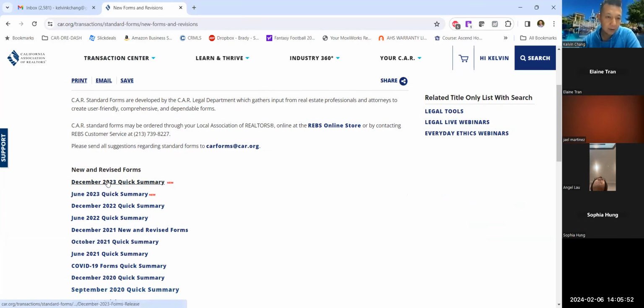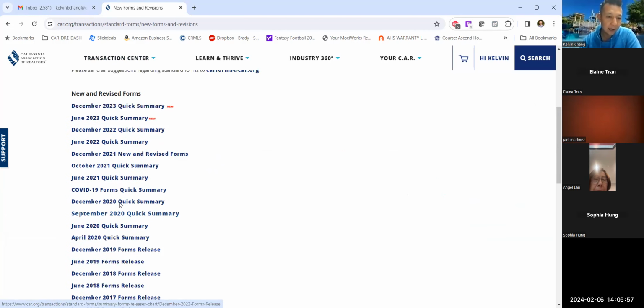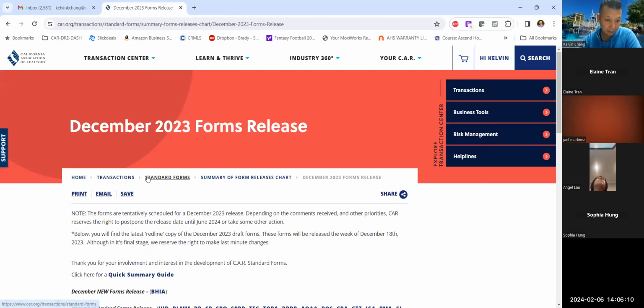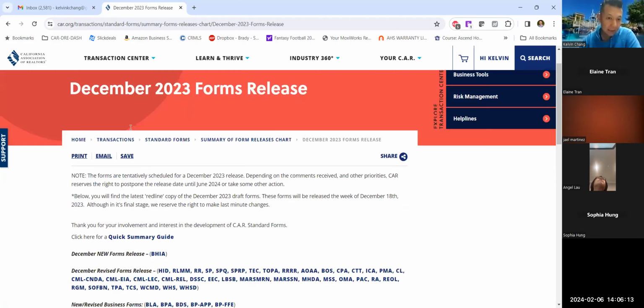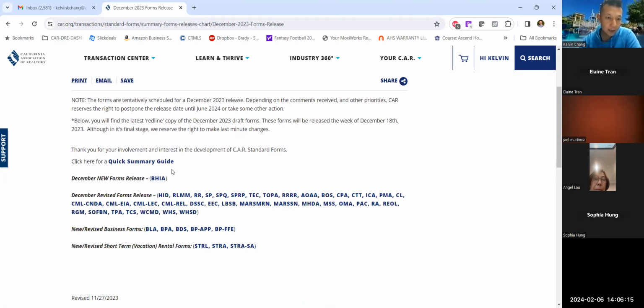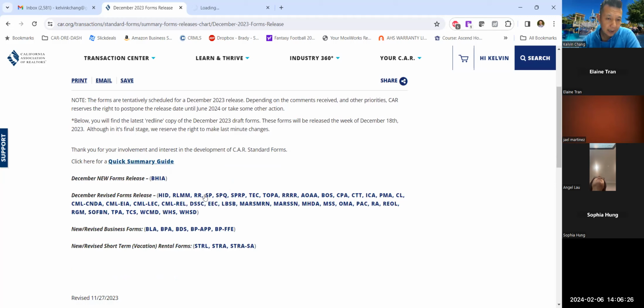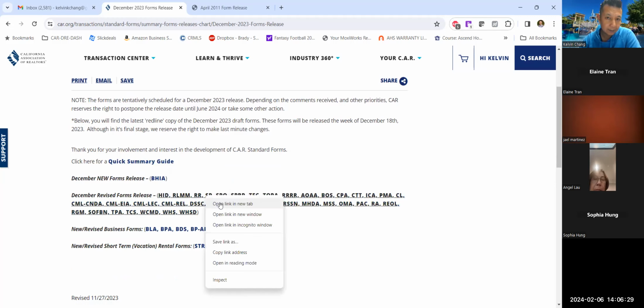If you can see my screen right now, this is the December release. They have it every June and December. You can see it's a pattern: the Standard Forms Committee from CAR is always taking a look at this at every legislative meeting that they have. After clicking the December release, which is the newest set of forms to go over, I'm going to click two buttons. I'm going to click the summary guide and open this up, and I also want to click right here.